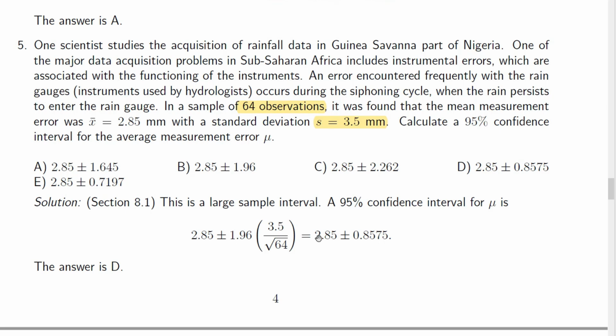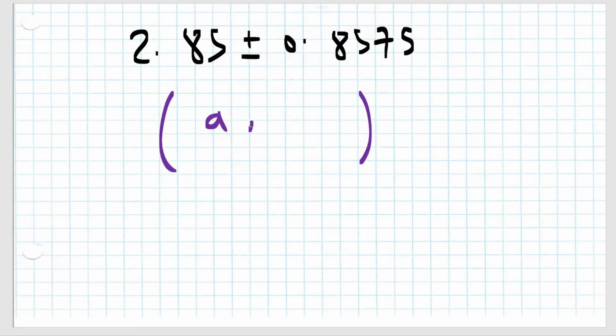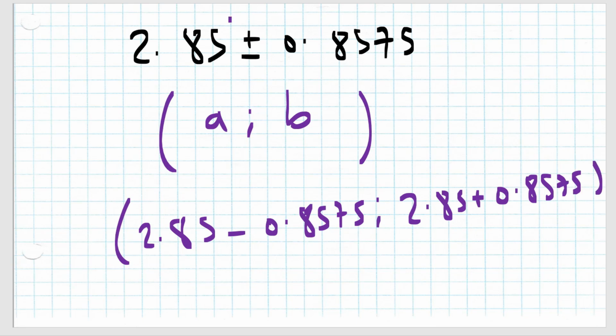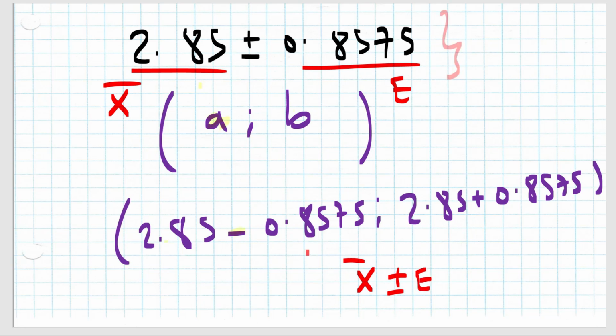Here's your interval. In math, when you say interval, it has to be A, B. So A is 2.85 minus 0.8575, and B is 2.85 plus 0.8575. This value is x bar, and this value is called the margin of error. So the interval is x bar plus minus the margin of error. The confidence interval is given as an interval, not just as a plus minus. And we use brackets. Exactly. So the lower bound is A, the upper bound is B.